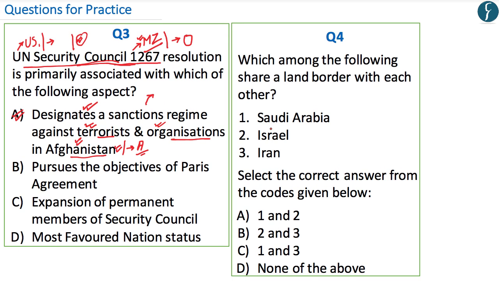Now, it is within this context that the United Nations Security Council 1267 resolution becomes an important current event of international importance for your upcoming prelims examination. Now the correct answer to question number 4 is D, none of the above, whereby Saudi Arabia, Israel and Iran do not share a border.